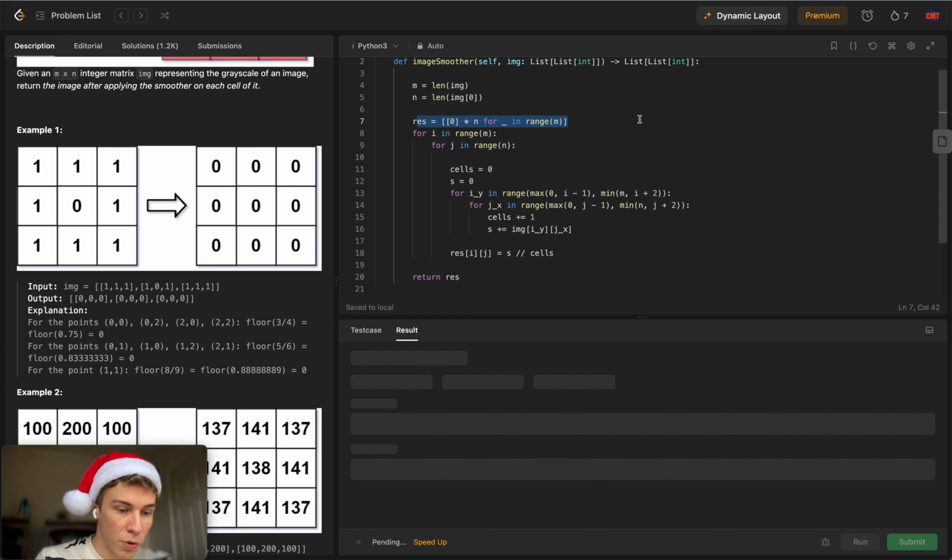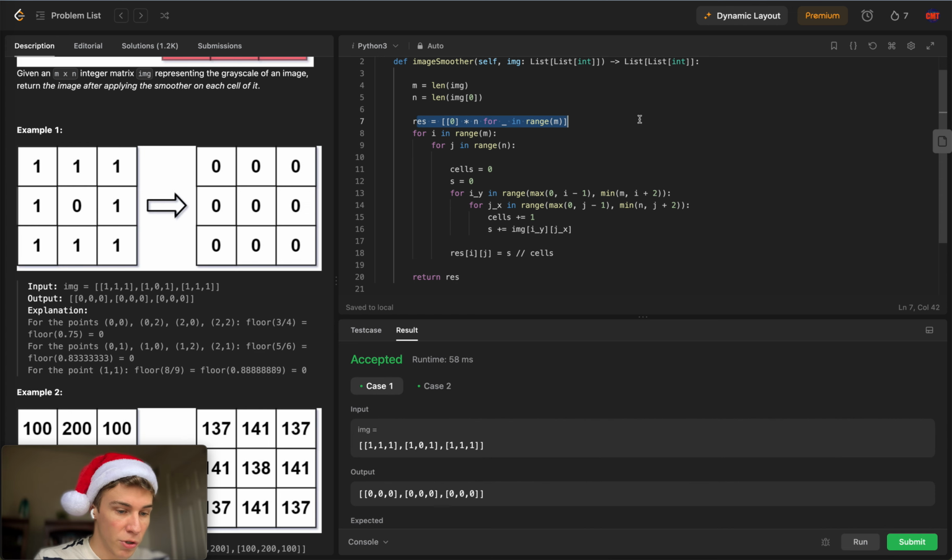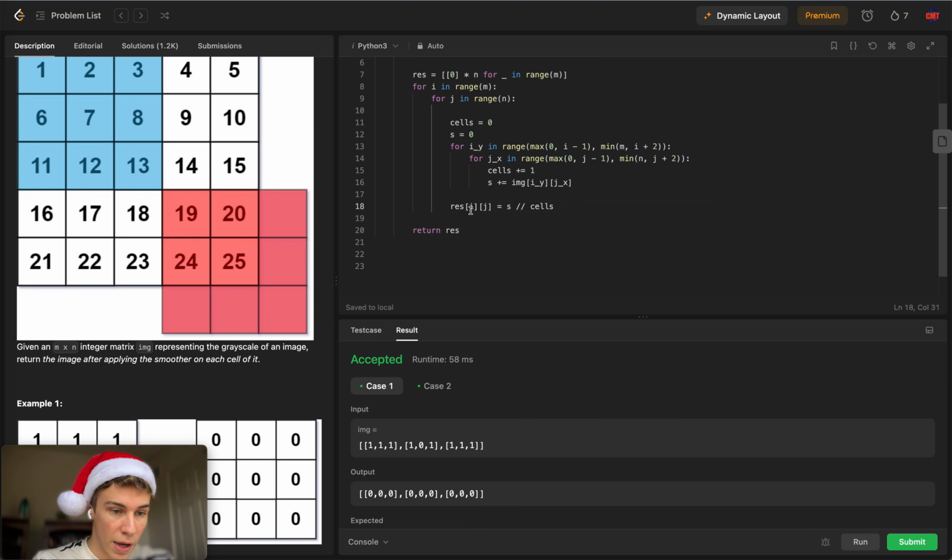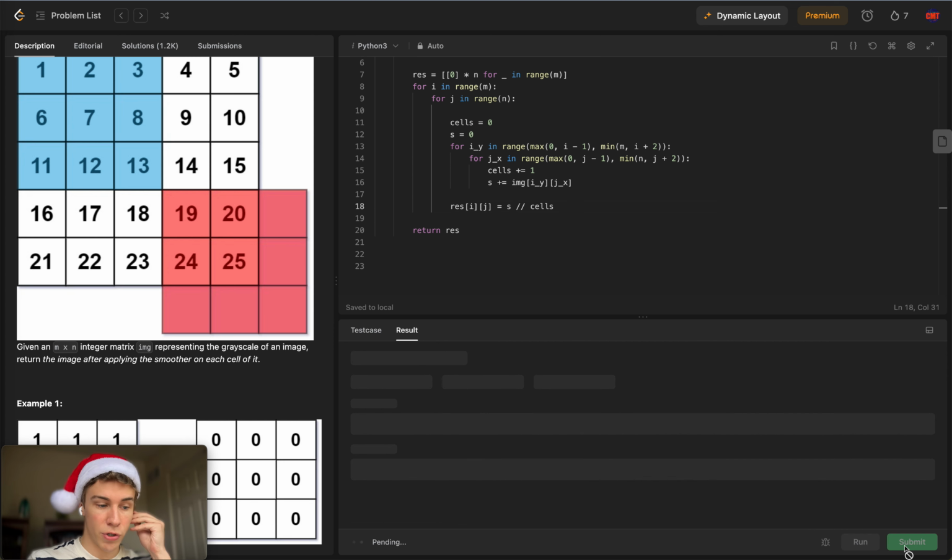Here I define the output matrix, which in dimensions is identical to img, and here I'm setting the smoothing function, right? s was just the sum of all the values surrounding the cell that I'm currently looking at. Cells is the number of cells, and s divided by cells is going to be our smoothing function. And so then I return, and we should be set.